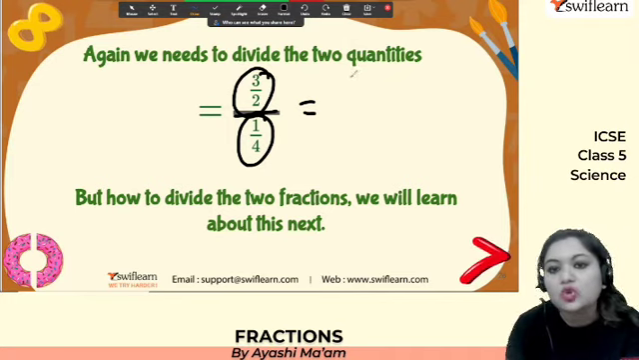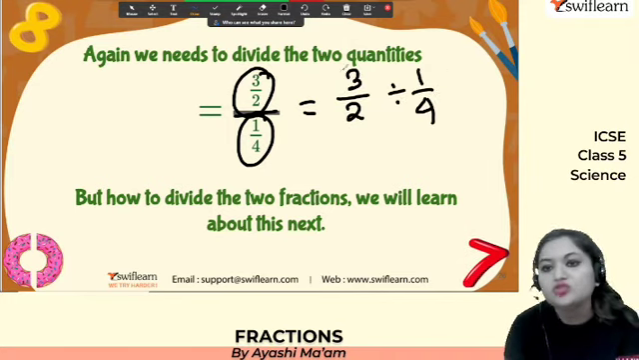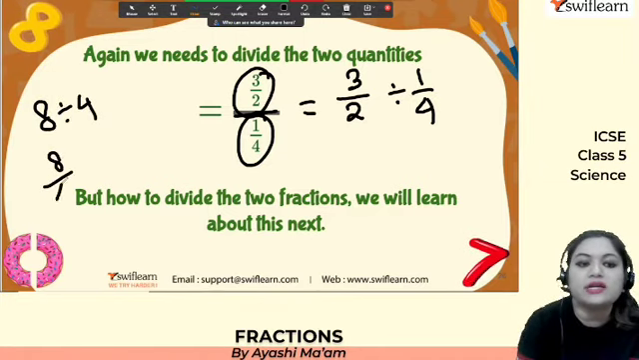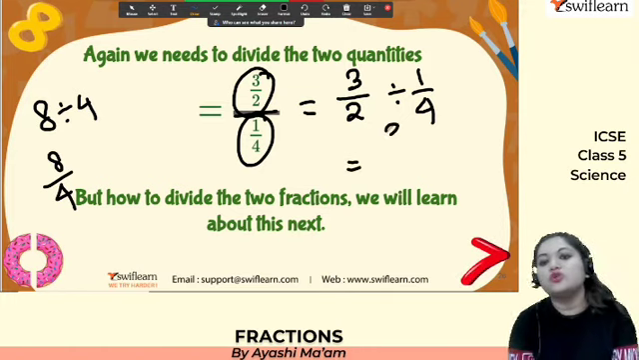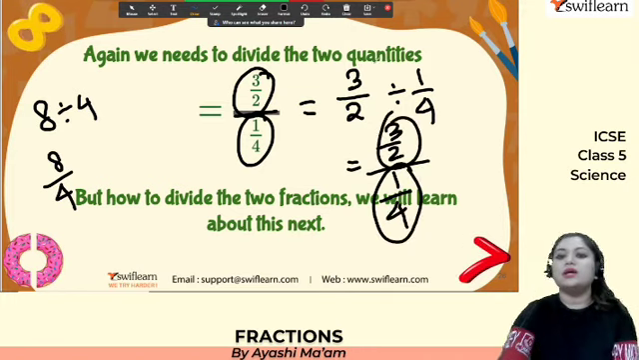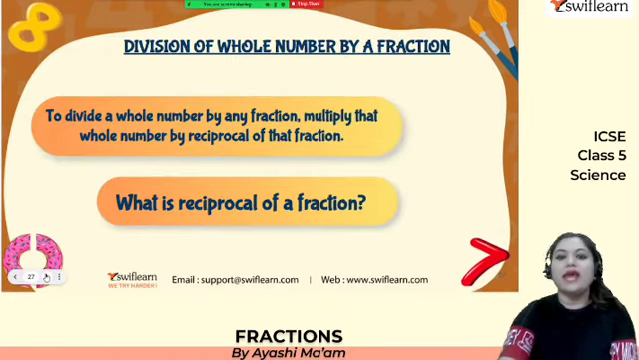So we need to do what? 3 by 2 divided by 1 by 4, right? That's what we need to do. Just like we did 8 divided by 4, you can also write it as 8 by 4. This one also you can write as 3 by 2 by 1 by 4, right? Similarly, we can also do this. Now, let's learn how to perform division like this.